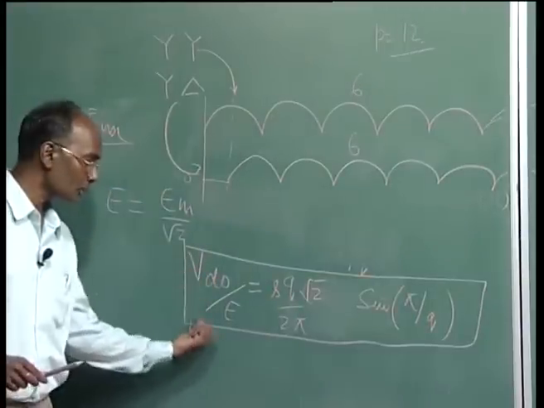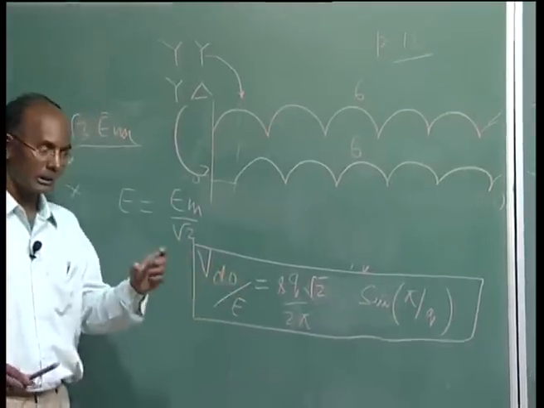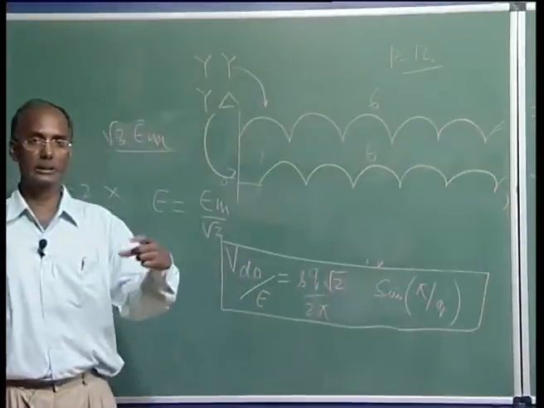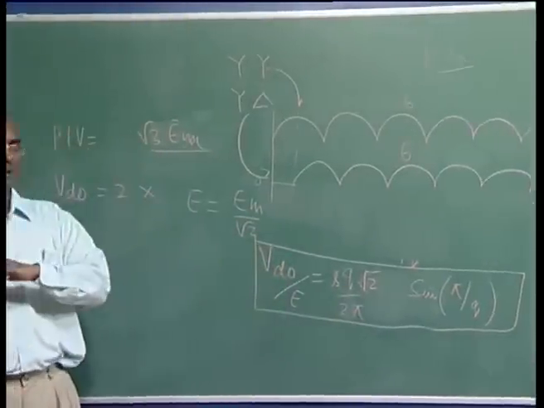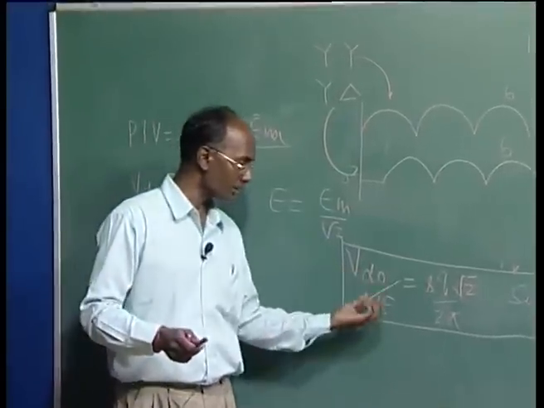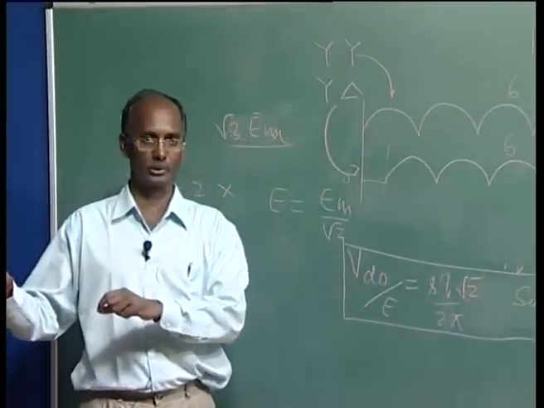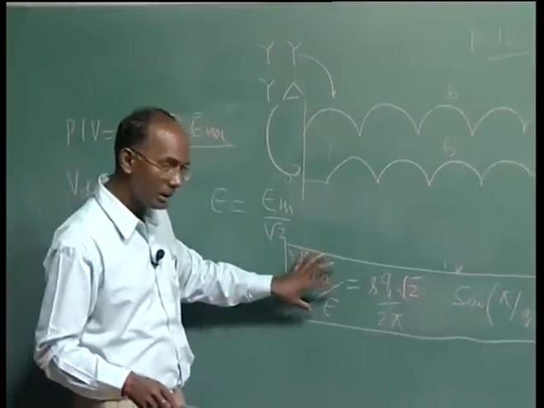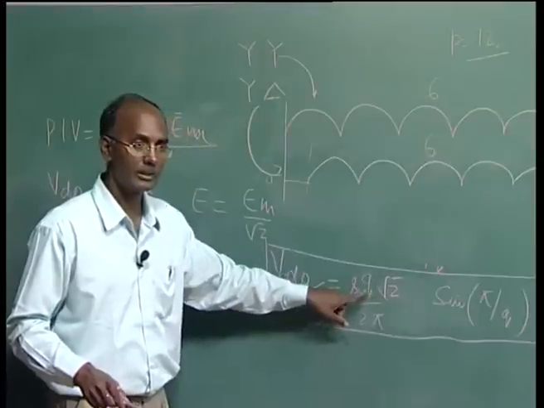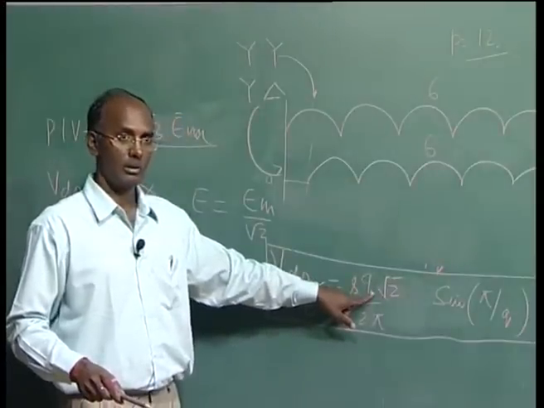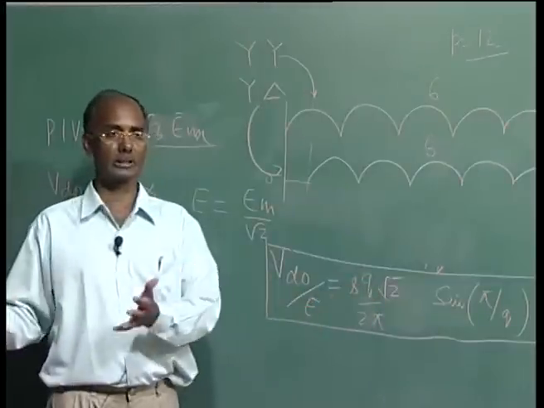We want this value to be as large as possible. E is the impressed voltage in the transformer secondary, and VDO is what comes out of the rectifier circuit. If this is more, then for a small amount of secondary transformer winding we get more DC output. So we want this value much larger, and it depends only on two values, S and Q. Normally, we can go for the Q6 option and other things.